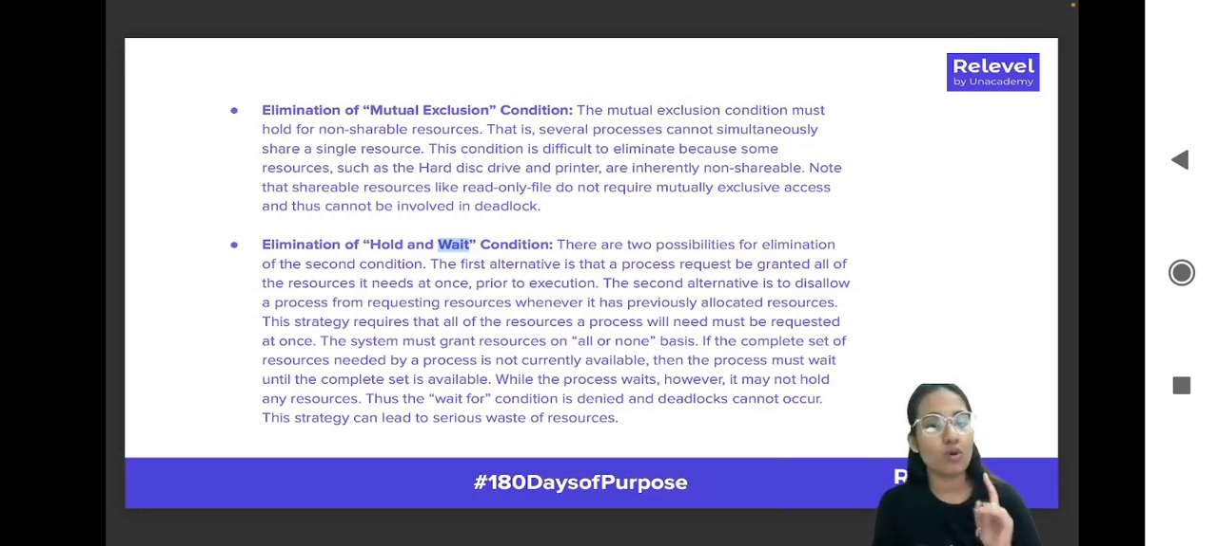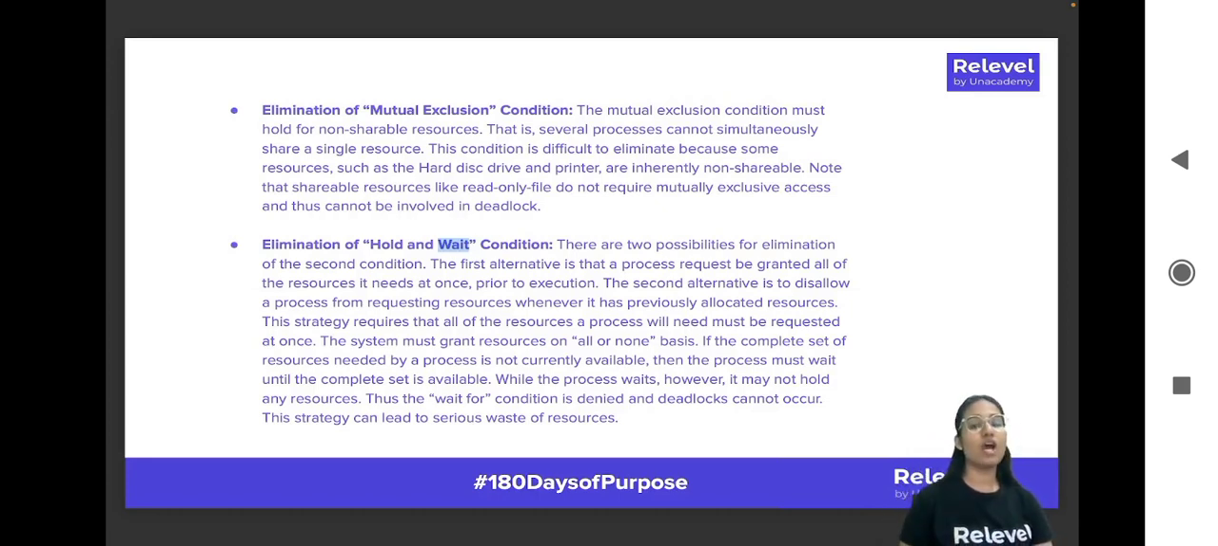The first way to eliminate the hold and wait condition is that every process should request all the resources it requires at once and get all the resources at once as well. It should not be that it's getting half the resources right now and half later. No, all of the resources must be requested at the start itself, prior to the execution, and all of them must be allocated and granted also before the execution. That is one way you can make sure that the hold and wait condition does not happen.